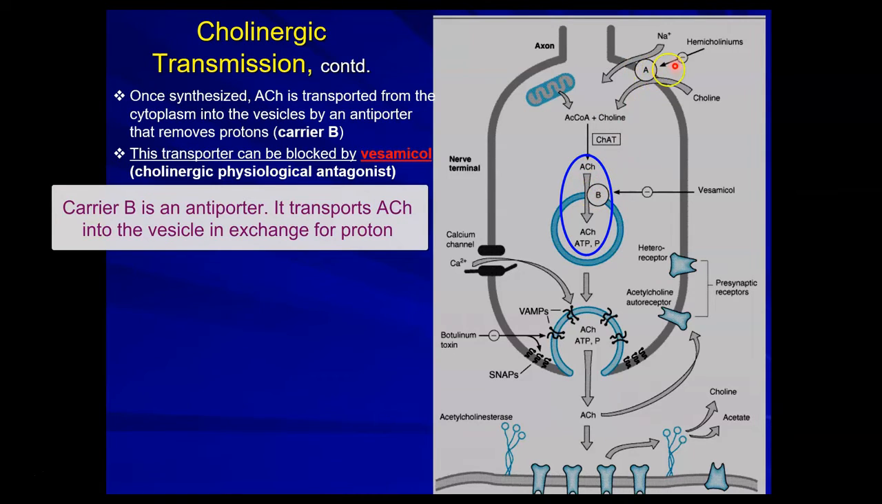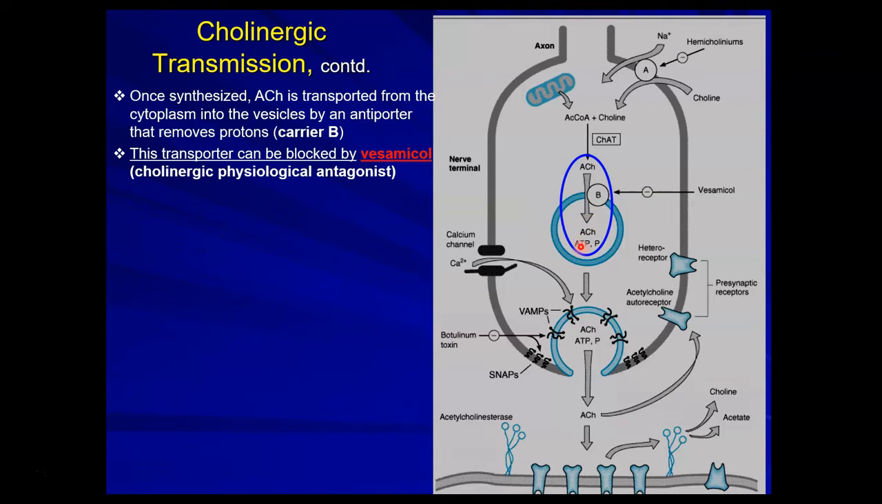Carrier B, because the steps start from here. So this is A followed by B. Choline carrier, because this one carries choline. Acetylcholine carrier, because it carries acetylcholine from the cytoplasm into the inside of the synaptic vesicle, where it is stored along with ATP. Remember the co-transmitter: ATP is stored in the same vesicle with acetylcholine.